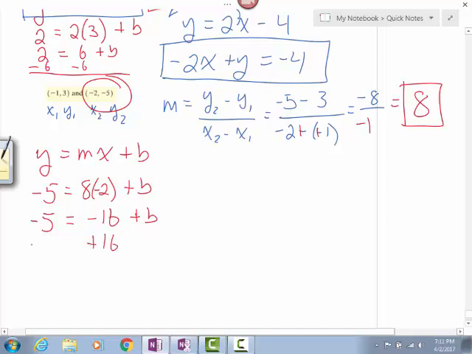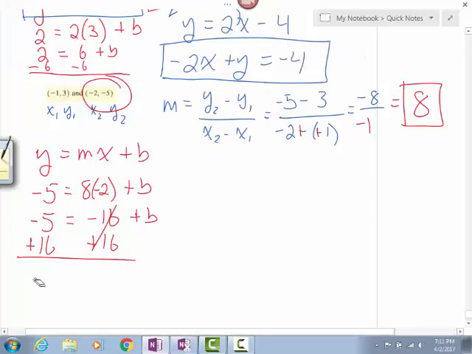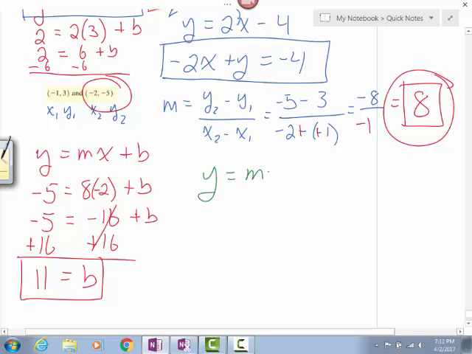So I'm going to add 16 to both sides. That's going to give me not a negative 11, but a positive 11. Positive 11 is equal to b. So if I already know that b equals 11, and we already know that m equals 8, now let me go ahead and write out my equation in y equals mx plus b form. So y equals 8x plus 11.